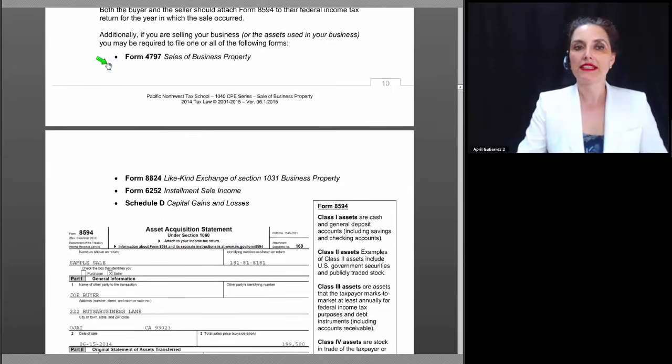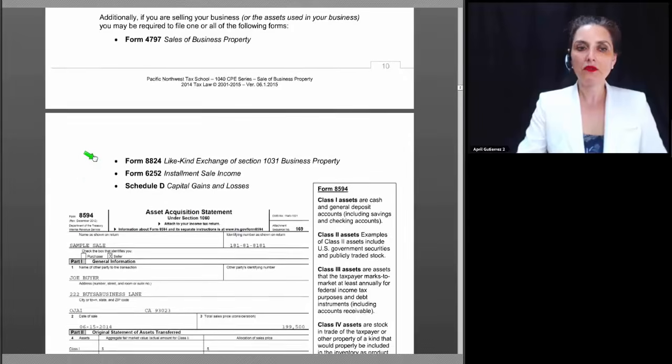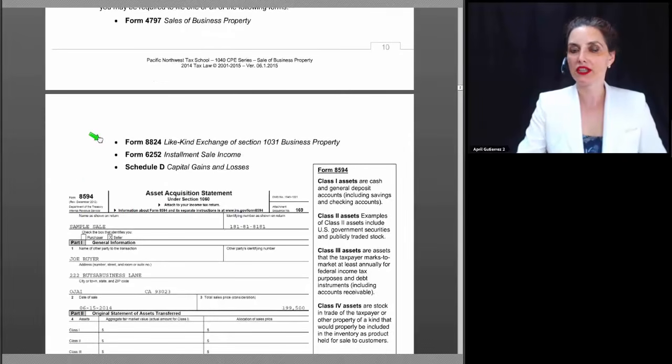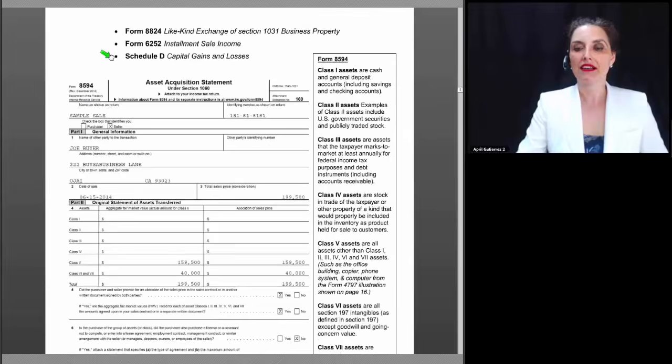Form 4797, Sale of Business Property. Form 8824, Like-Kind Exchange of Section 1031 Business Property. Form 6252, Installment Sale Income, and Schedule D, Capital Gains and Losses.